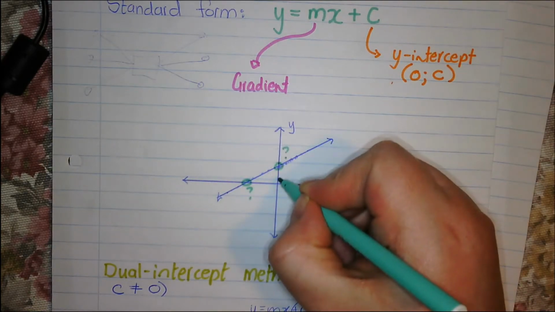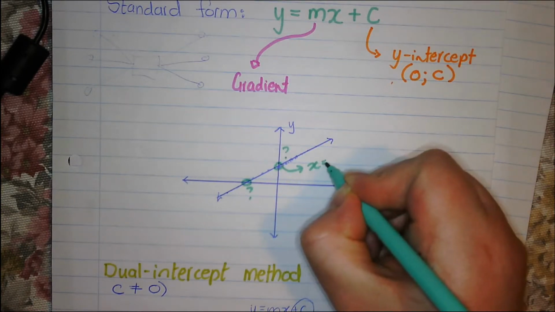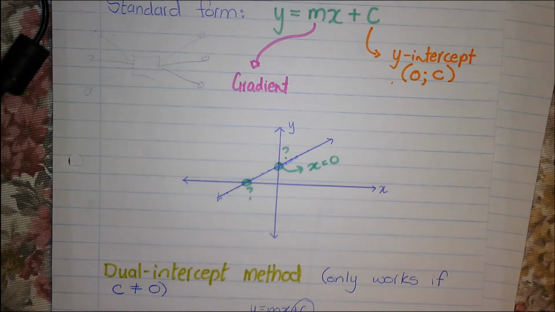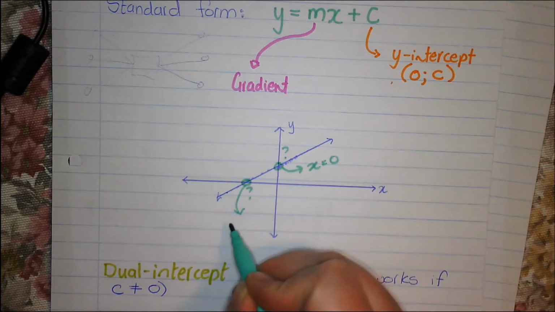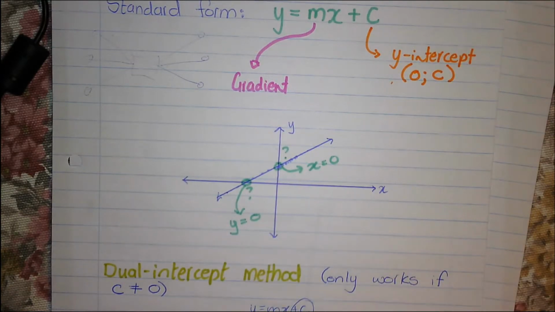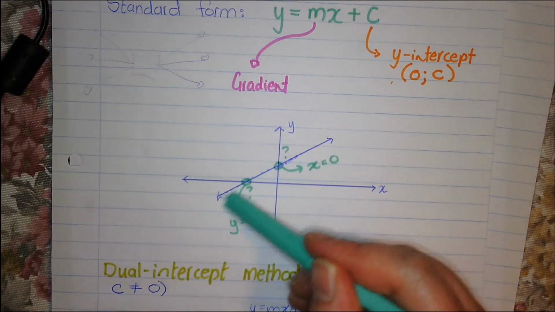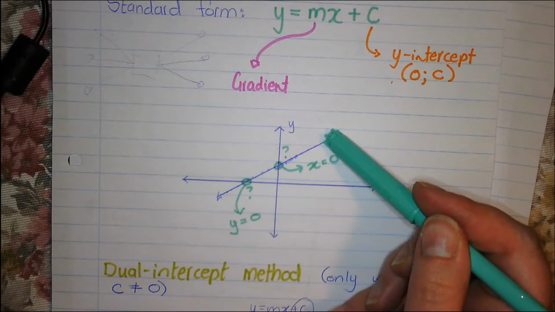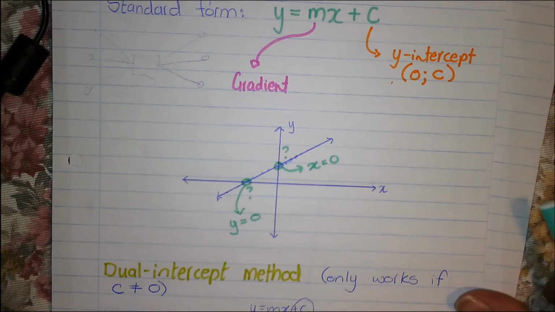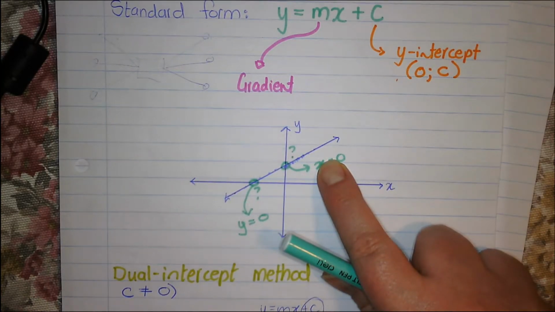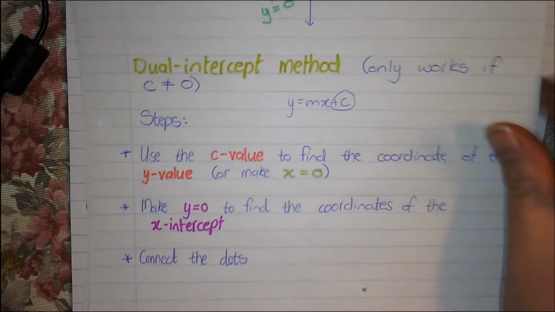Now remember, we said in the previous video that if something is on the y-axis, then the x value will be equal to 0. And if something is on the x-axis, the y value will be equal to 0. That's why we're looking for these 2 different coordinates. We can find any coordinate on the line if we have its equation, but these 2 we definitely know we can find by making x equal to 0 and by making y equal to 0. So here are your steps.